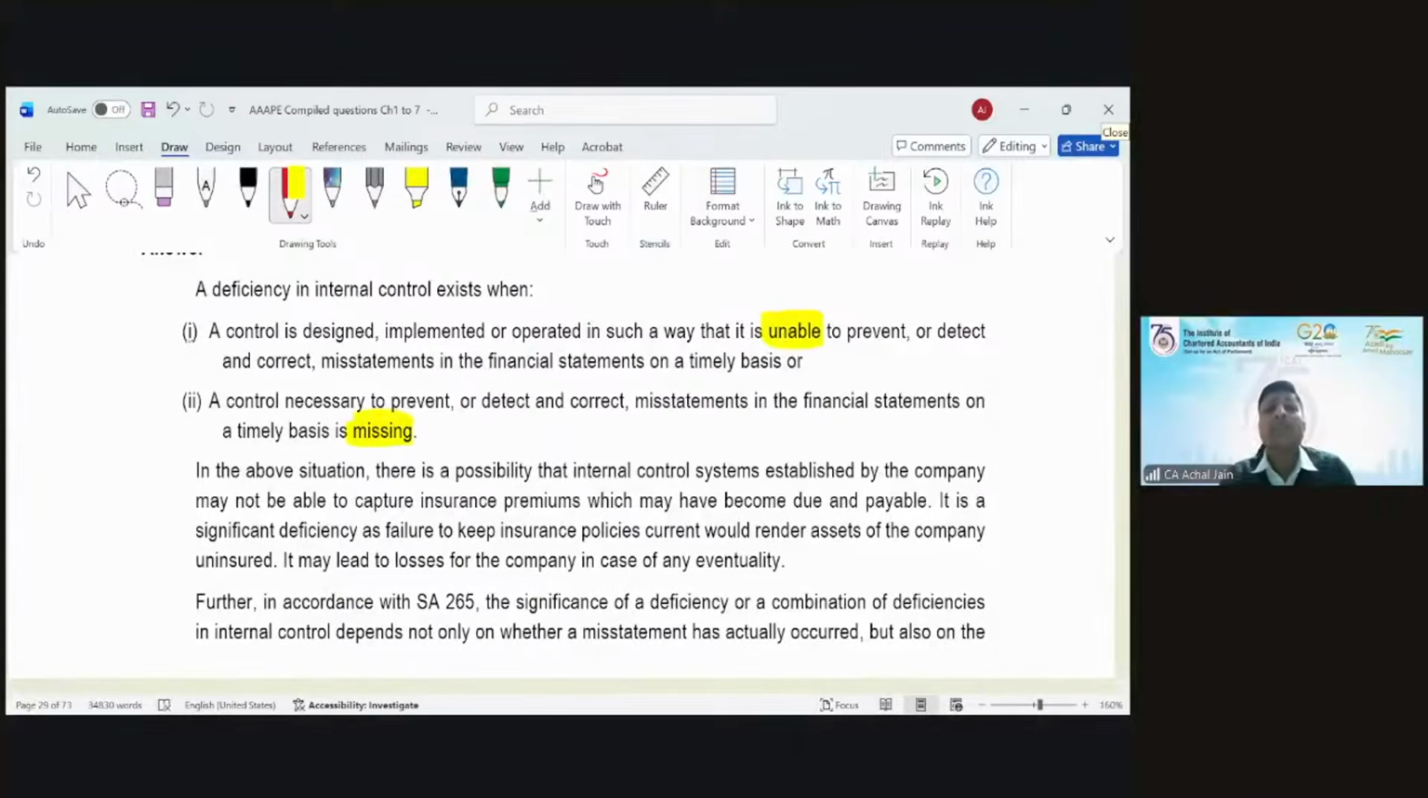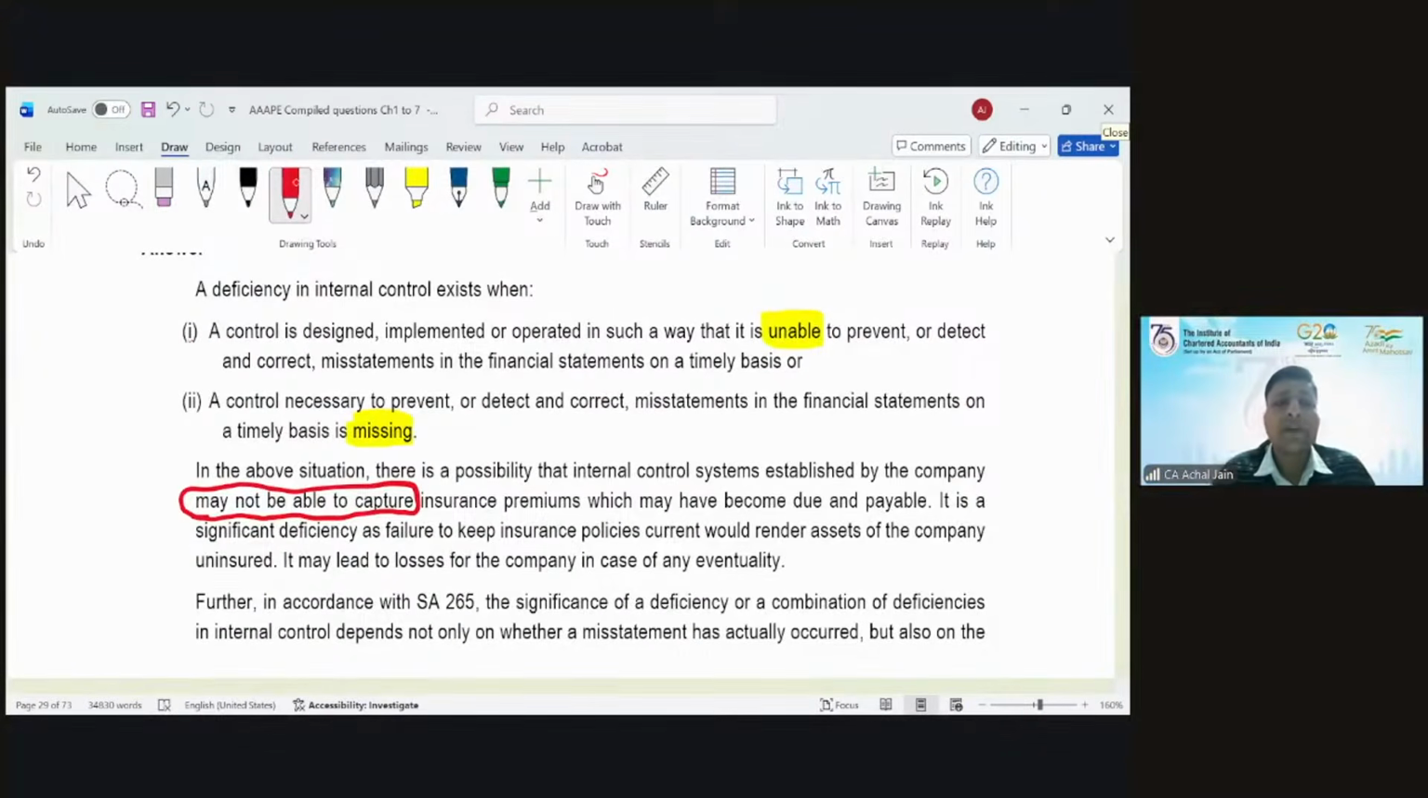Yes or no? In the above situation, now what do you find? There is a possibility that the internal control systems established by the company may not be able to capture the insurance premiums which have become due and payable. Okay, so that's what the question says, that it may not be able to capture. So is that a risk? Answer is yes, it's a risk. It's a significant deficiency, as failure to keep insurance policies current would render the assets of the company uninsured. Yes or no? It may lead to losses for the company in case of any eventuality.